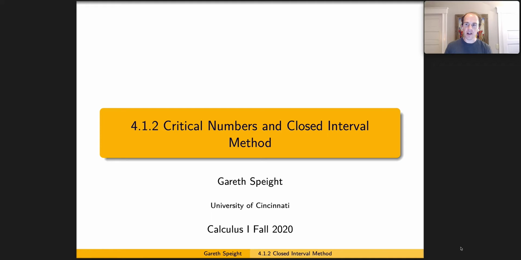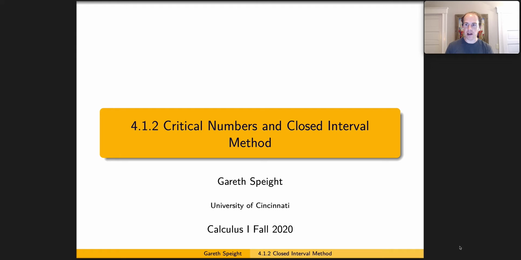Hello everyone. So in the last video, we said that if we have a continuous function on a closed bounded interval, then the absolute max and the absolute min always exist. So there always are absolute max and absolute min, but it didn't tell us how to find them. So in this video, I want to develop a way to find the absolute max and the absolute min of the function.